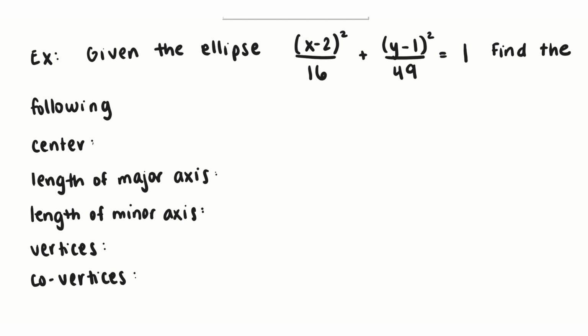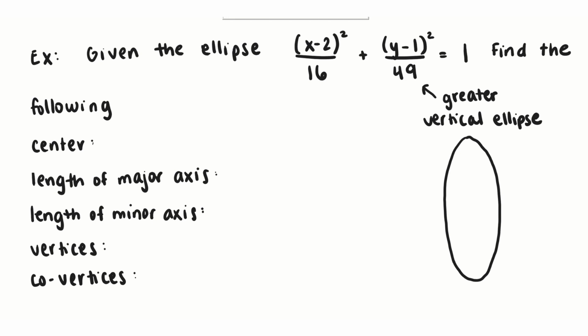Now let's look at an example. Given the ellipse (x - 2)^2 / 16 + (y - 1)^2 / 49 = 1, find the following: the center, the length of the major axis, the length of the minor axis, vertices, and co-vertices. First, we want to see whether this is a horizontal ellipse or a vertical ellipse. Well, this is going to be a vertical ellipse because the number under y is greater than the number under x.